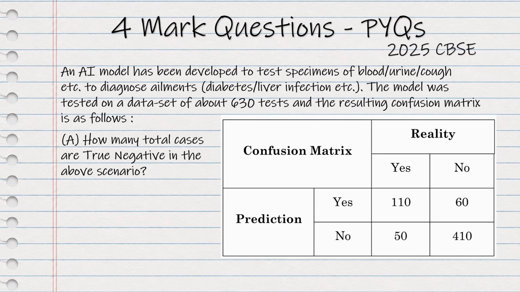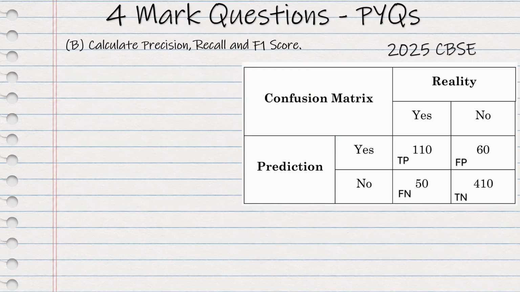तो इससे पहले आपको क्या करना होगा, आपको अपने table में draw कर लेना होगा true positive, false negative and true negative. Now from this table it's very clear that the true negative cases are 410 cases. So that question was 1 marker, and in the 3 marks precision, recall and F1 score each carries 1 mark each.